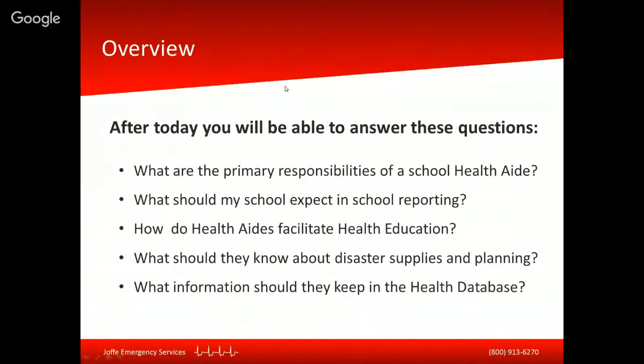So with that, what are we doing here today? Well, our goal is to make sure that by the end of the conversation you understand the primary responsibilities of a health aide, and that you understand what your expectations should be from a reporting perspective, as well as an education perspective, that you understand a little bit about how the health aide can work with the disaster supply and preparedness program, and that you have an idea of what the health database actually looks like. And for everyone, each of these components is going to look very, very different.